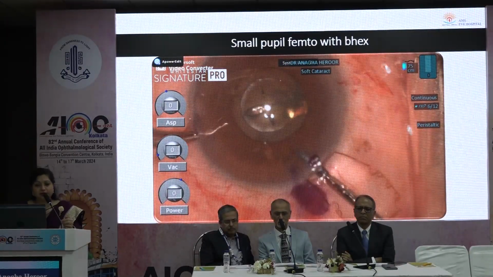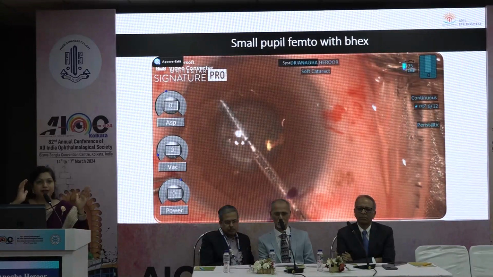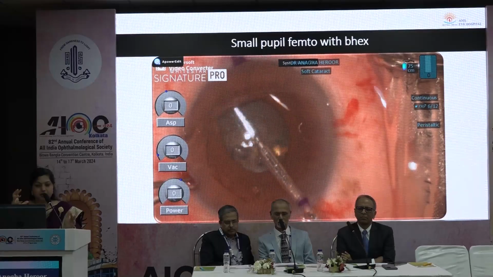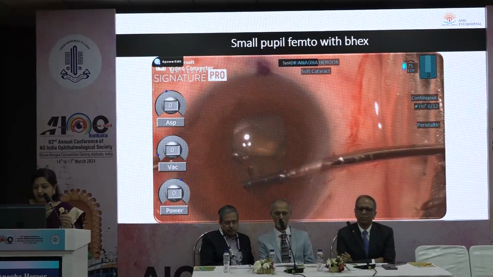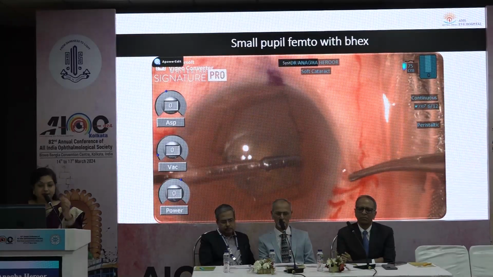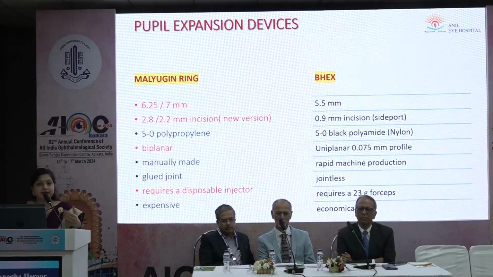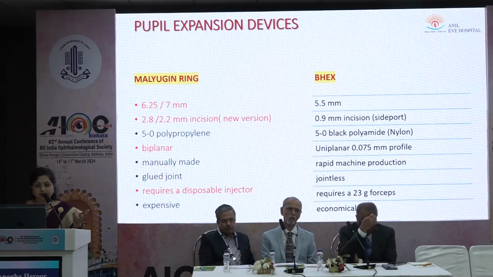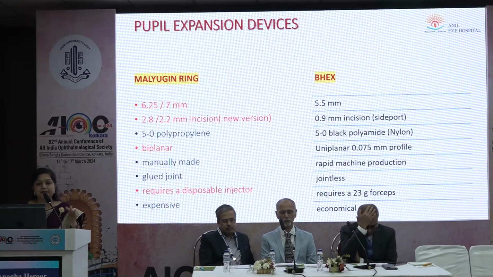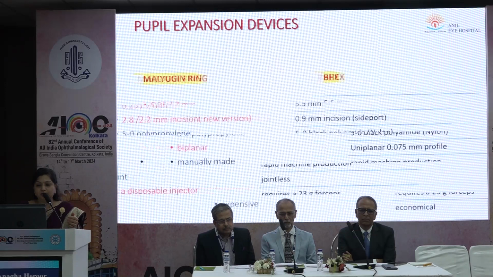You can use femtolaser also, but for femtolaser, because you make at least a 4.8 millimeter capsulotomy, you need at least 5 millimeter pupil for that. But in this case, we went ahead, did a femto, but we had to extend it. Sometimes femto itself can cause pupillary constriction because of prostaglandin release. If you compare Malugin ring with the B-hex, it is a uniplanar profile, jointless and definitely more economical.